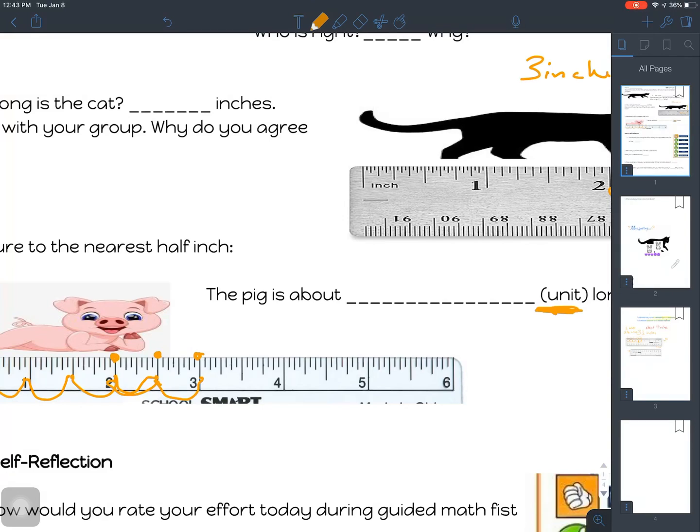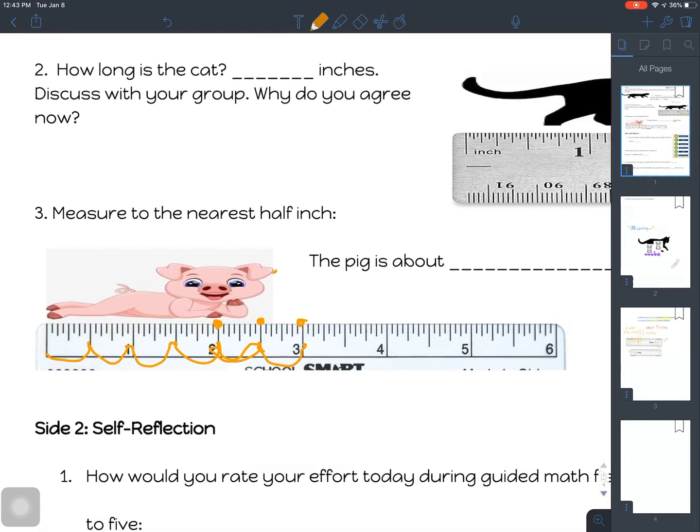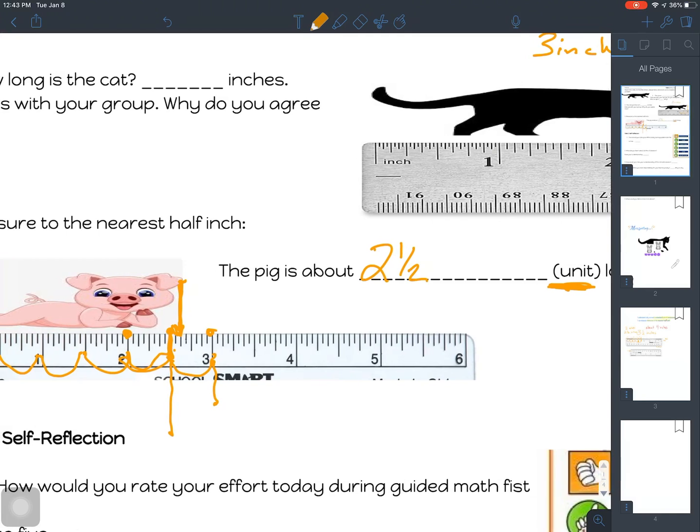Welcome back again. I hope that you are all successful in finding out the length of this happy little pig. And what we know from our estimating and rounding, that this is a lot closer to 2.5 than it is to this 3. So that pig is about 2.5. 2.5 what? Inches.